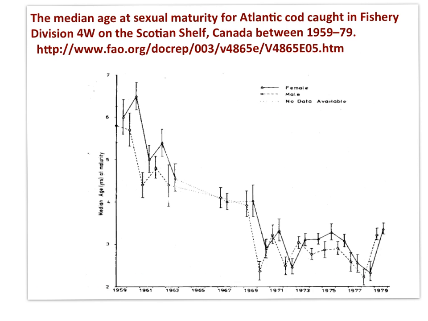The median age at sexual maturity for Atlantic cod off the coast of Canada has declined between 1959 and 1979. Under the selection pressures of humans, fish populations have evolved an earlier age of sexual maturity.